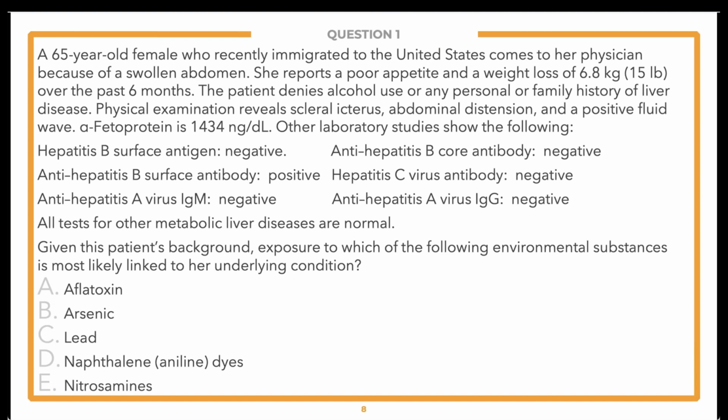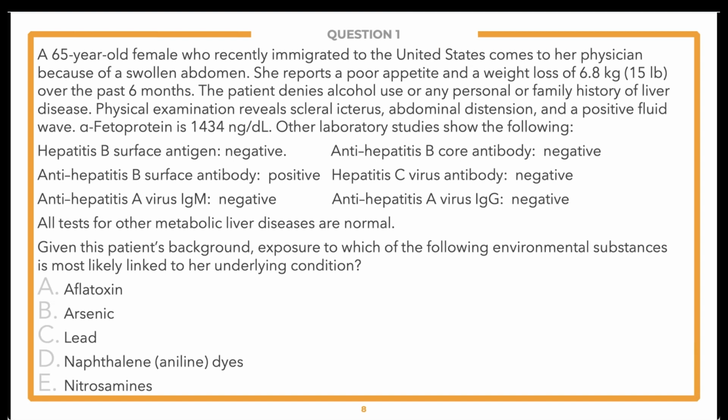Answer choice E, nitrosamines. Answer choice D, naphthalene dyes. Answer choice C, lead. Answer choice B, arsenic. Answer choice A, aflatoxin. What I'd love for you to do is head down to the question box and let me know how many steps you think it will take to answer this question.